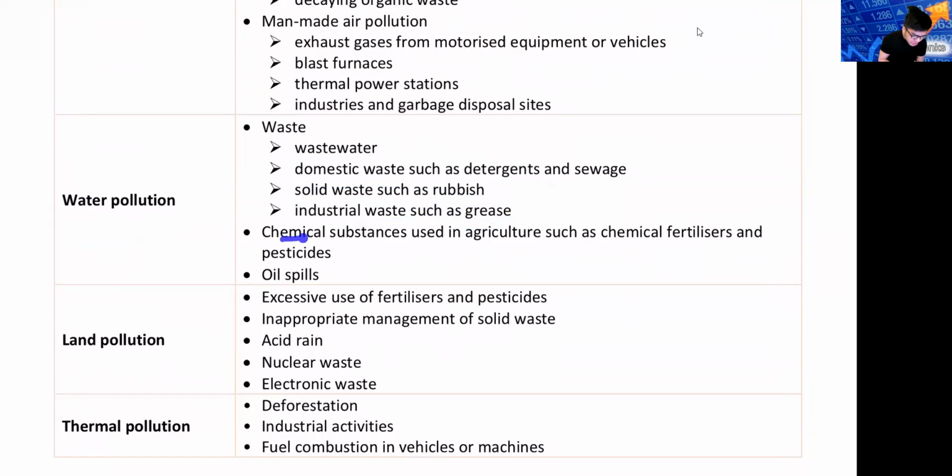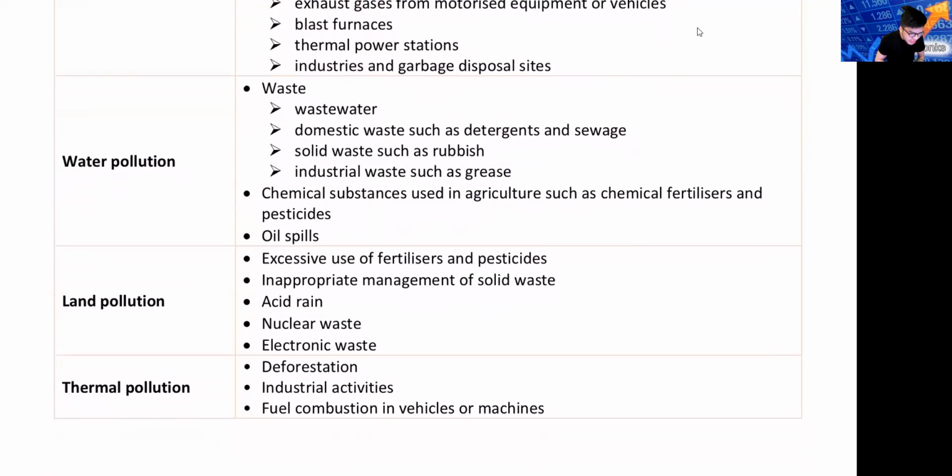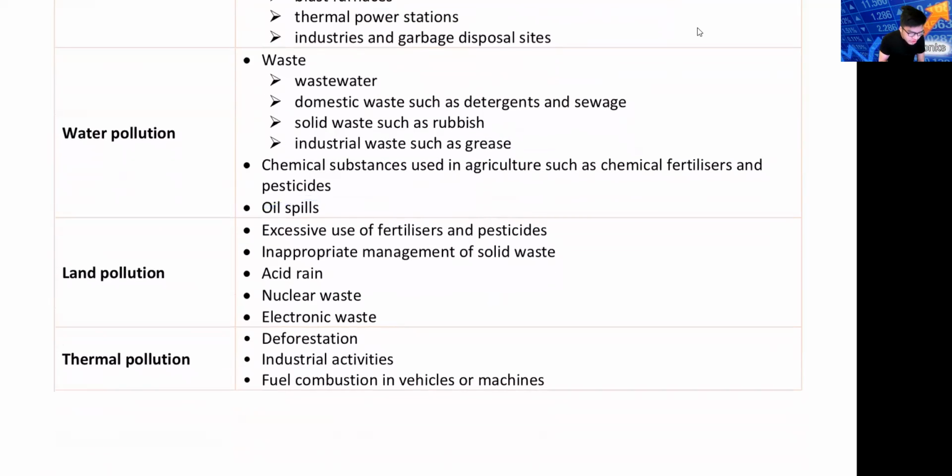All right, so chemical substances used in agriculture such as fertilizer. As you know, fertilizer will cause something called eutrophication. It will cause the upper surface of the water to be covered with one layer of algae. Have I told you this before? If I haven't, I will repeat the story later. And pesticide, and of course, oil spills. This is one of the biggest sources of water pollution.